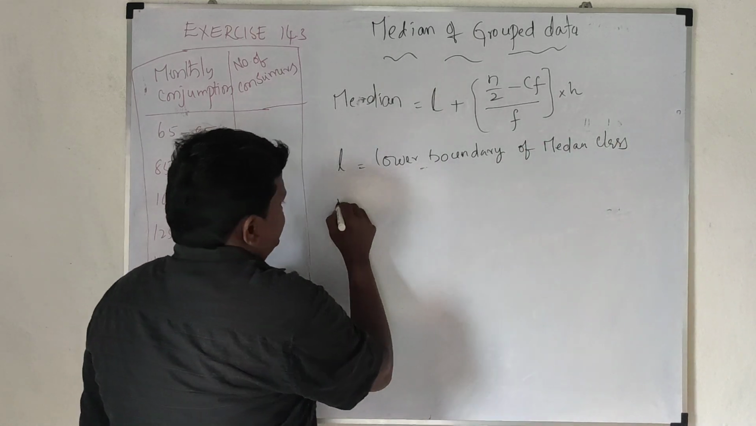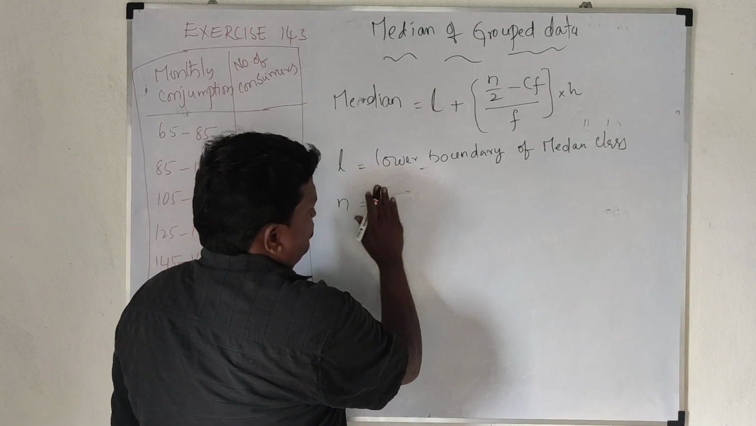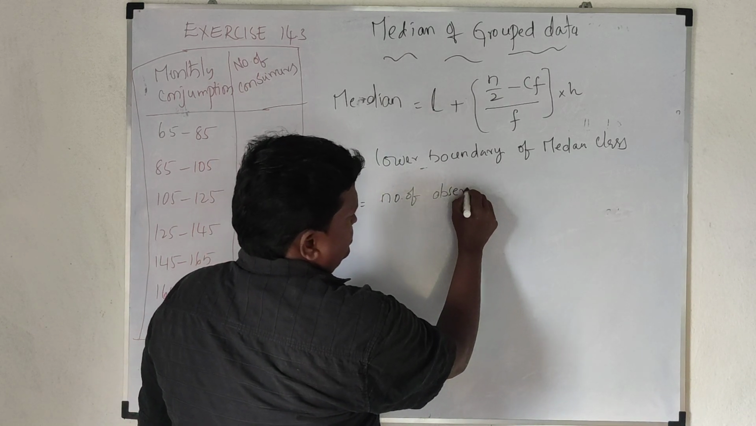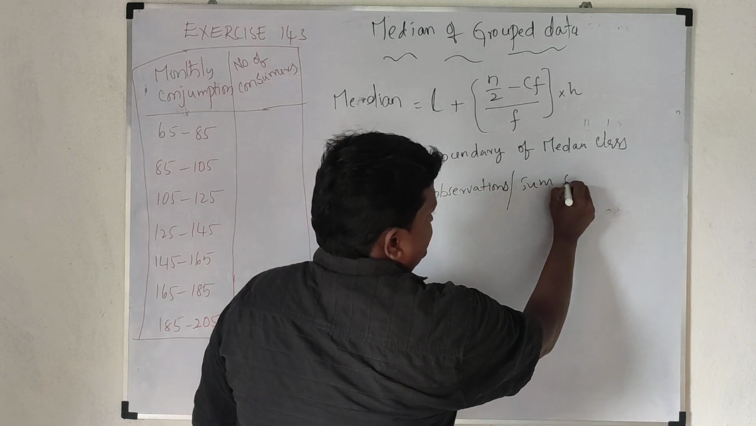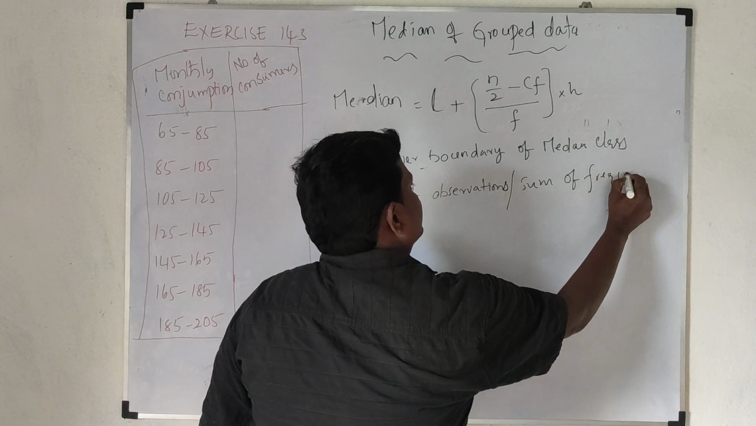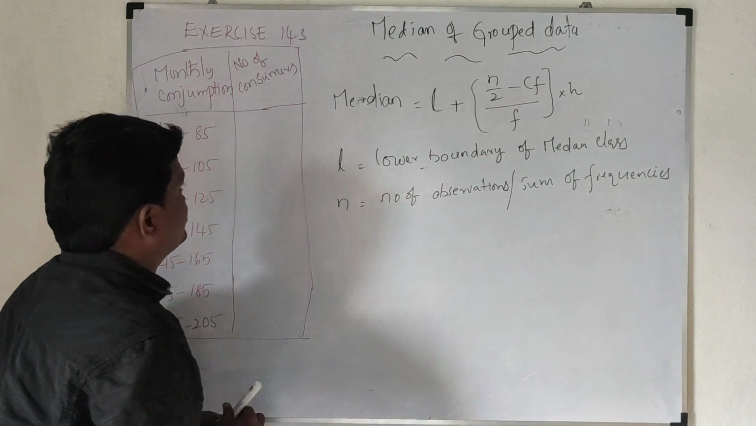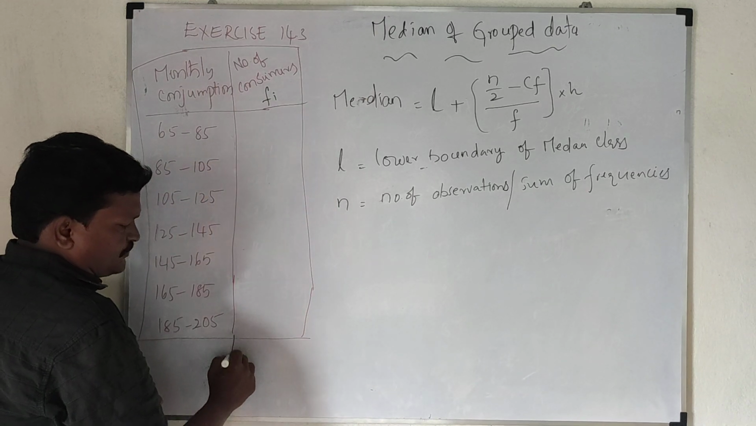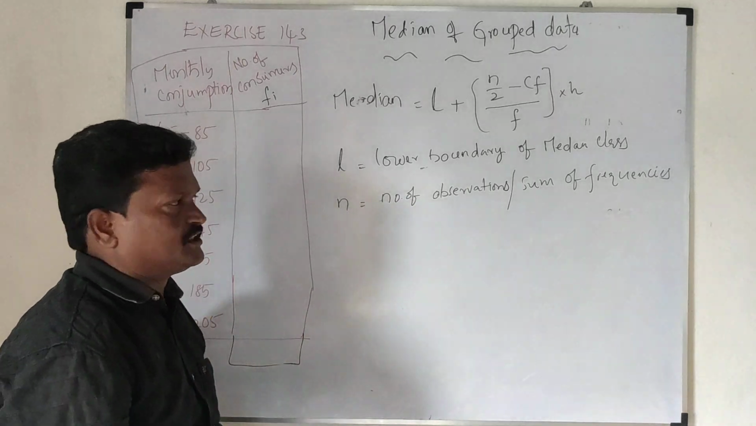Okay. Here n is the sum of observations, or sum of frequencies. Sum of frequencies means if you add all the frequencies, you will get one value here. That value becomes the n. Sometimes they will give it in the question itself.